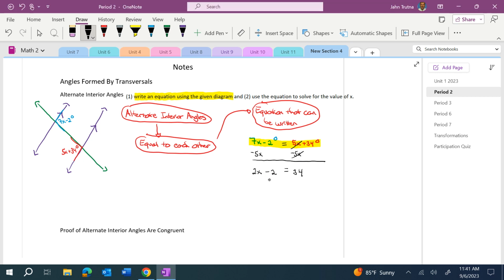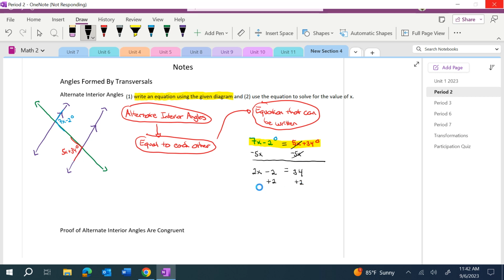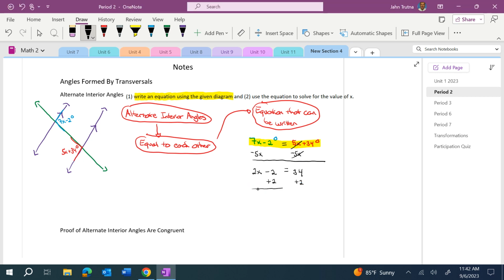So my next step in this equation is I would add 2 to both sides of the equation. Now, when I do that, I bring down the 2x. That plus 2 would cancel out the minus 2. I bring down the equal sign, and 34 plus 2 is 36. And then my last step would be to divide 36 by 2. So I get x is equal to 18.